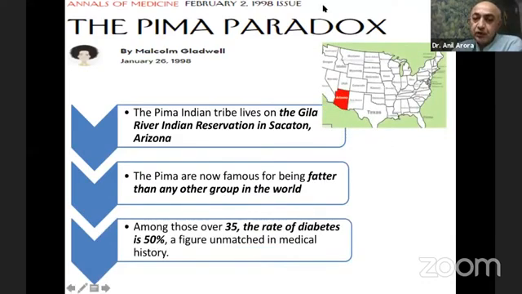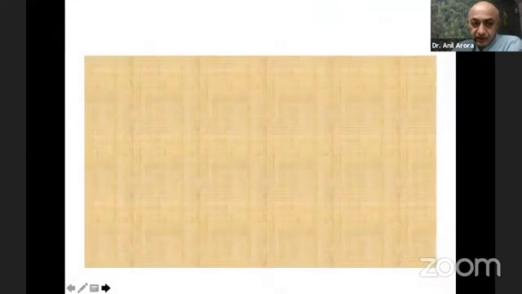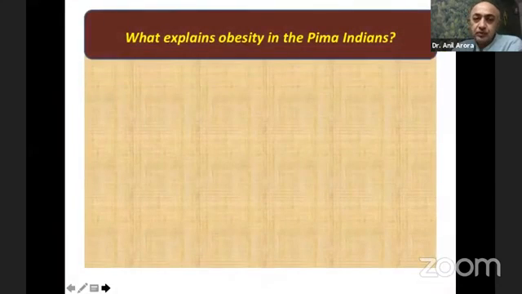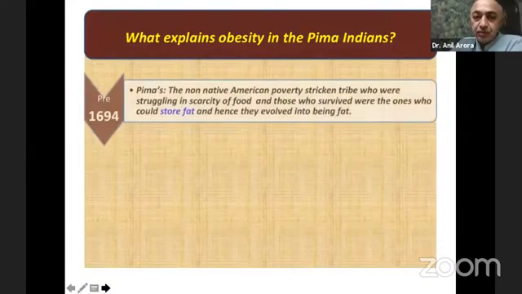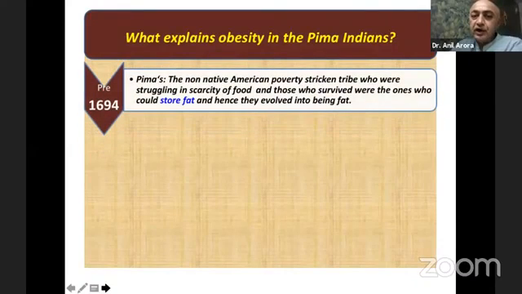In fact, if you look at the Pima tribe, which is located in Arizona in this region of the US, 50% of the people above the age of 35 are diabetic, which is an extremely high prevalence and incidence of obesity in this subgroup of individuals. So what explains this obesity in the Pima Indians? The non-Native American poverty-stricken tribe were struggling in the scarcity of food; only those who could store the fat survived, the rest all vanished.